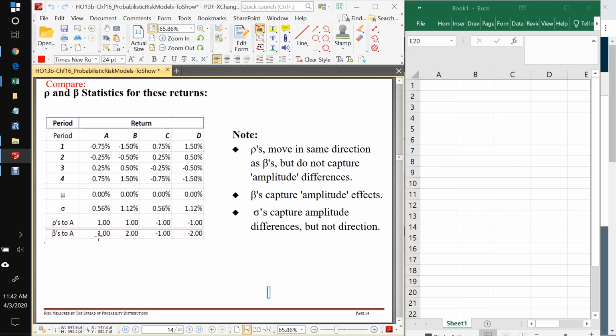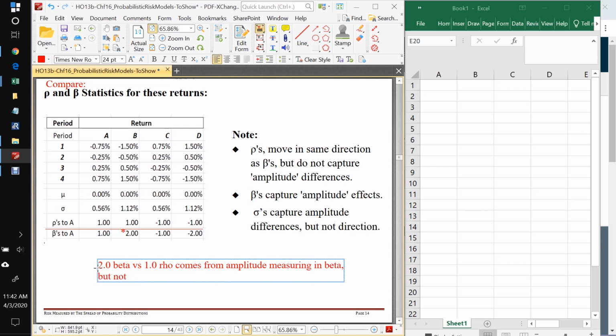And if we look at the beta of B compared to A, of course the beta and the rho of A to A are going to be 1, but if we look at the beta of B to A, it's not 1, it's 2 because of the amplitude effect. Okay, so 2.0 beta versus 1.0 rho comes from amplitude being measured in beta, but not rho.